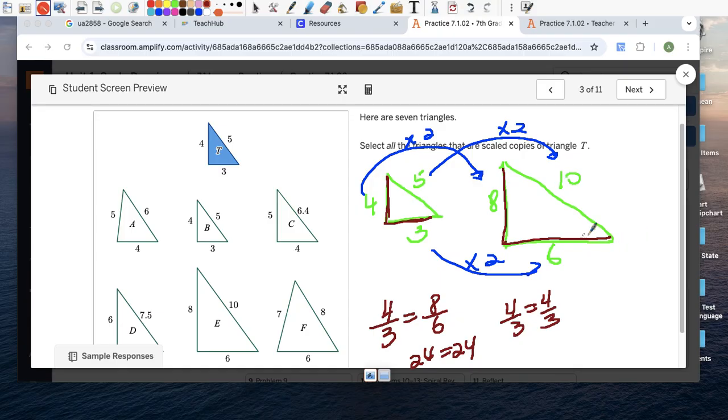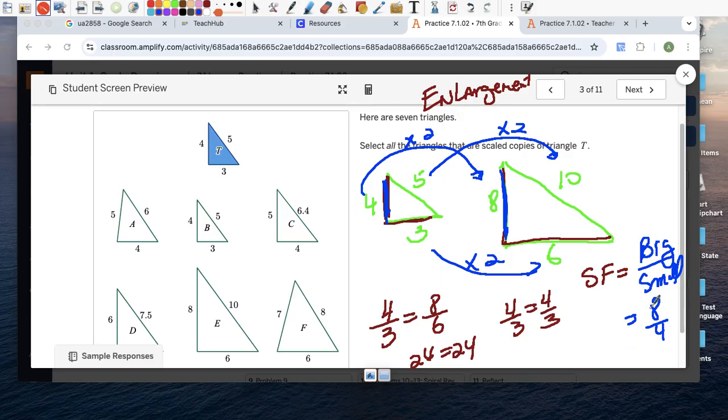You could have done what we did in class today, find the scale factor. We already know it's 2, but I'm going to do it anyway. So this is an enlargement. Let me pick two corresponding sides. Let me change colors. Let me pick the 4 and the 8. When it's an enlargement, we use big over small. So using the corresponding sides 4 and 8, it's going to be 8 over 4, and 8 divided by 4 is 2. So the scale factor is 2, which we already knew. So this one, E, is definitely a scale copy.